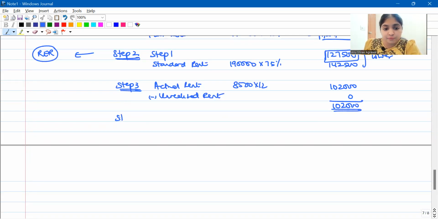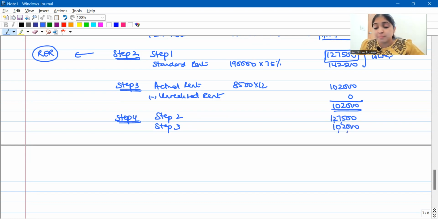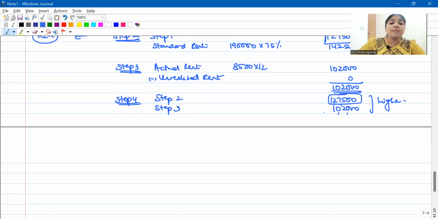Then comes step 4. Step 4 is always step 2 or step 3, whichever is higher. So what is my step 2 number? Step 2 number is 1,27,500. Step 3 number is 1,02,000. Out of these numbers, I'm supposed to pick the higher number, which is clearly 1,27,500. Okay, then after this, I consider any vacancy loss. Do we have any vacancy loss in this question?